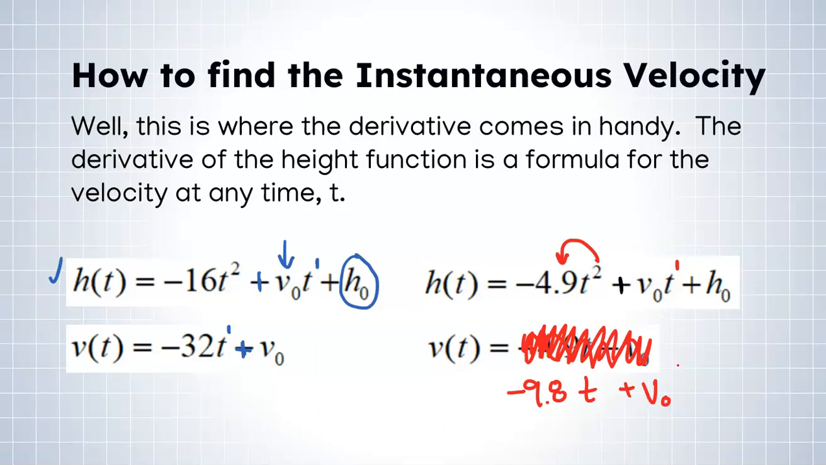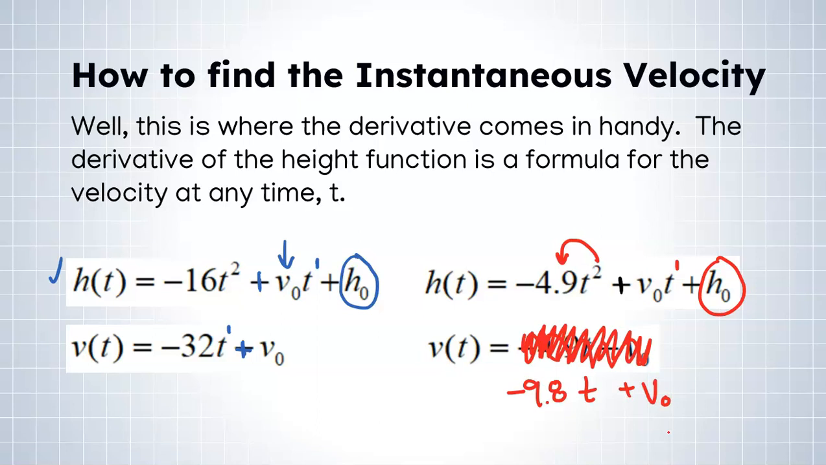And then my new power on the t is 0. T to the 0 is just 1. And then again, the h at the end is my initial height. That's a constant. The derivative of a constant is 0. So the velocity formula, if you're measured in meters, would be negative 9.8 t plus the initial velocity. All right, so again, hopefully that makes sense.